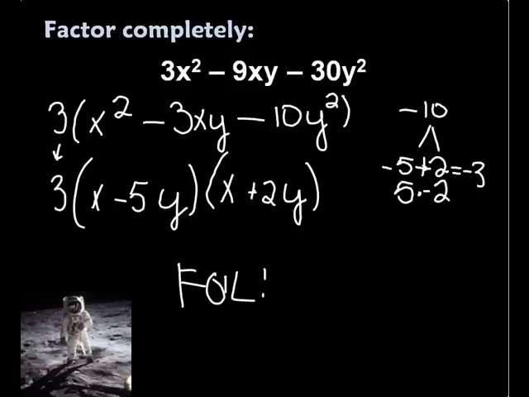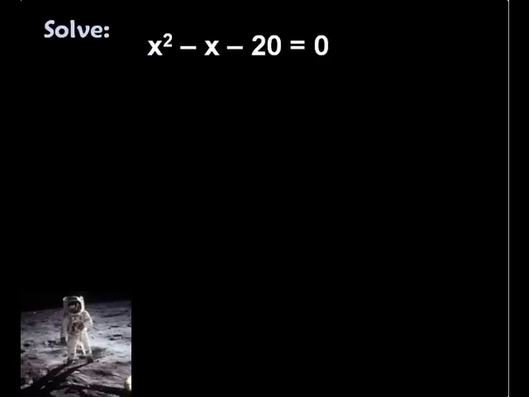Now let's look at solving some. When I'm going to solve, I always have to have it equal to 0. Okay? Well, this one's equal to 0, so we're good. Once again, I'm going to factor. I look here and I don't have any common factors. I look here and this is a 1, so I know I'm going to factor as usual.